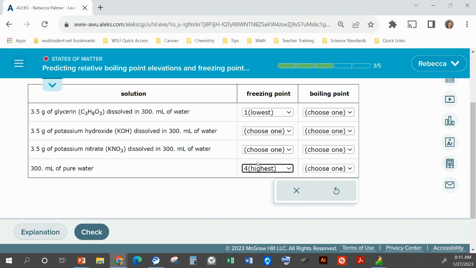Highest. Good. I don't know why my first box doesn't have the probably list yet. Okay. And then water should have the what boiling point? Lowest. Okay, so we've got 25% of our question done. Every time you should get that one right.